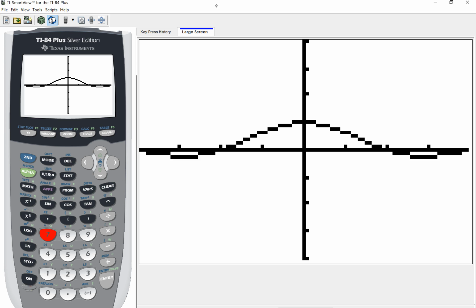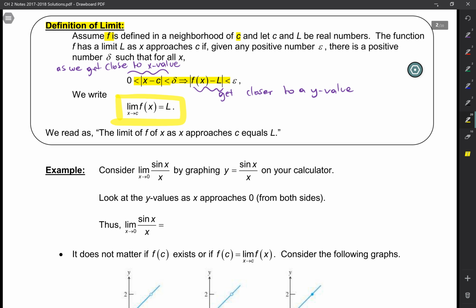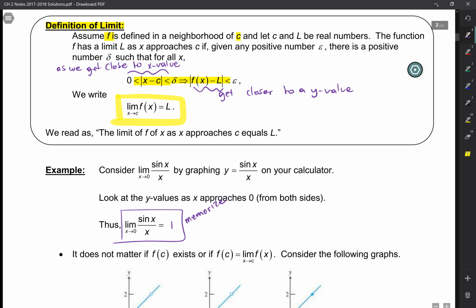Now, it turns out sine x over x is a pretty important function. So the limit as x approaches 0 of sine x over x is equal to 1. It's such an important function that it'll do you a lot of good if you memorize it. So, if you're walking down the street and somebody taps you on the shoulder and says, hey, what's the limit of sine x over x as x approaches 0? Immediately, it's a 1. It's going to come in very, very handy throughout the year.